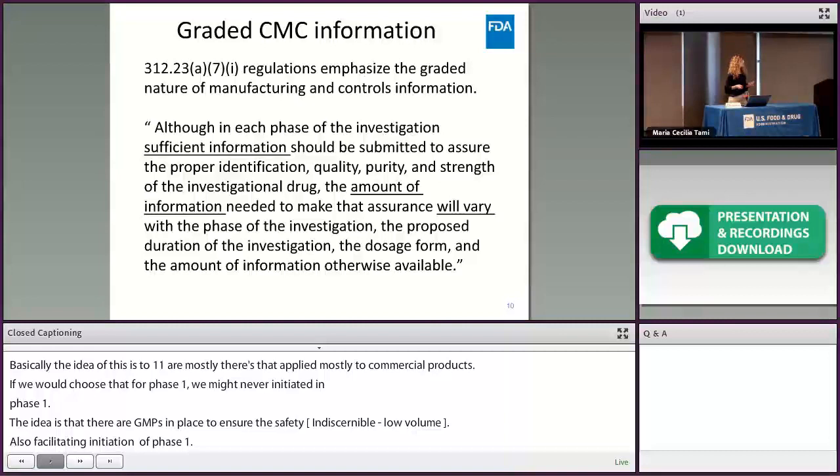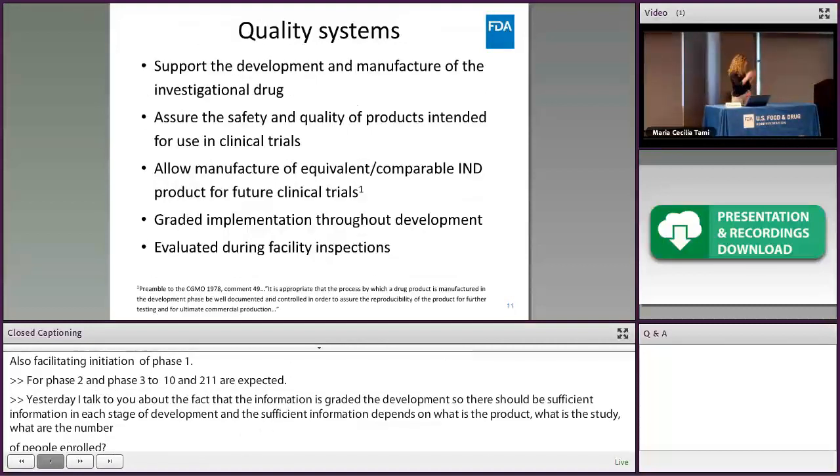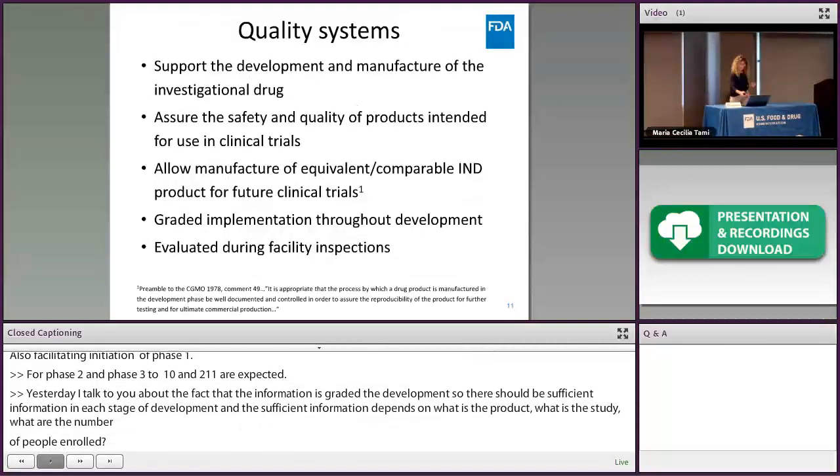So there should be sufficient information in each stage of development, and this sufficient information depends on what the product is, what the study is, and the number of people enrolled. So CMC is graded, so it's phase dependent. GMPs are also phase dependent, and then there is another key player, which is quality systems.